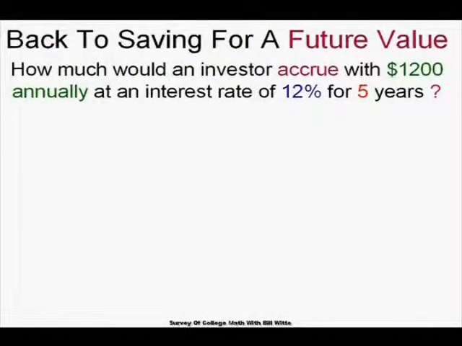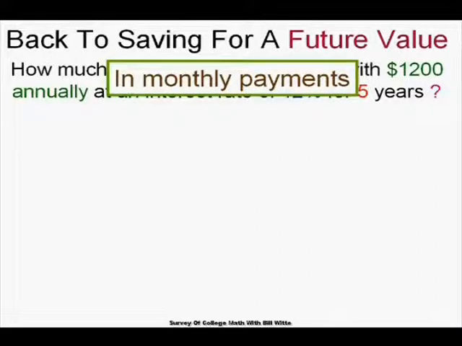Okay, let's take an example. How much would an investment accrue? In other words, how much total are you going to have if you pay $1,200 annually at an interest rate of 12% for 5 years. Now, we're paying $1,200 annually, which means we're paying monthly. We're paying $100. Okay, we're doing it in monthly payments, so it's $100 payments.